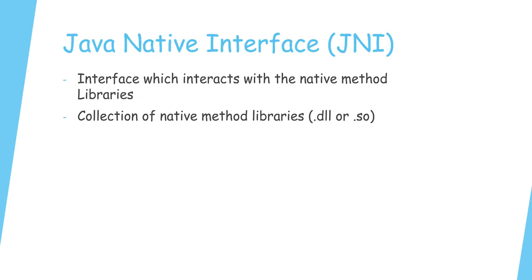Now we also have this JNI to execute the native methods. It is an interface which interacts with native method libraries and provides the native libraries required for the execution. It enables JVM to call C++ libraries and to be called by C++ libraries which may be specific to hardware. Then we also have the collection of native libraries which are required by the execution engine.